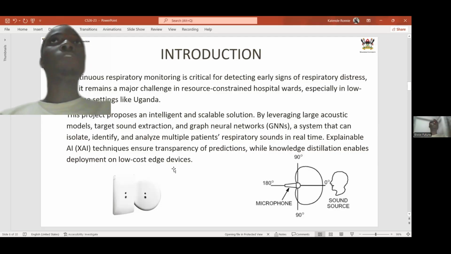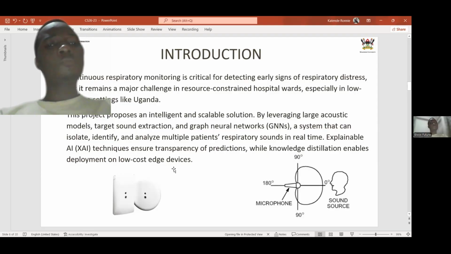Such manual processes are time consuming, but also prone to errors. I might hear the crackle, then search for who has coughed or who has made that crackling breathing. So I might fail to identify the exact patient.